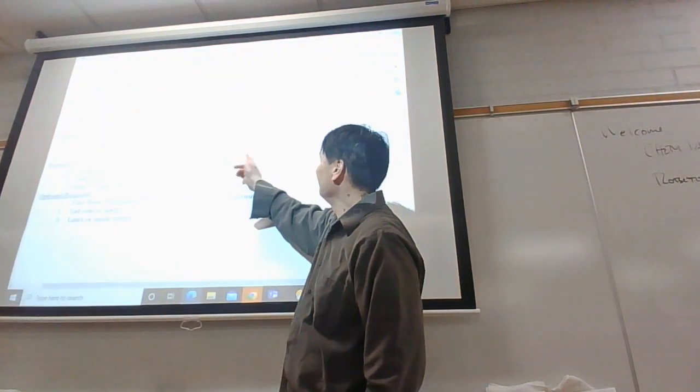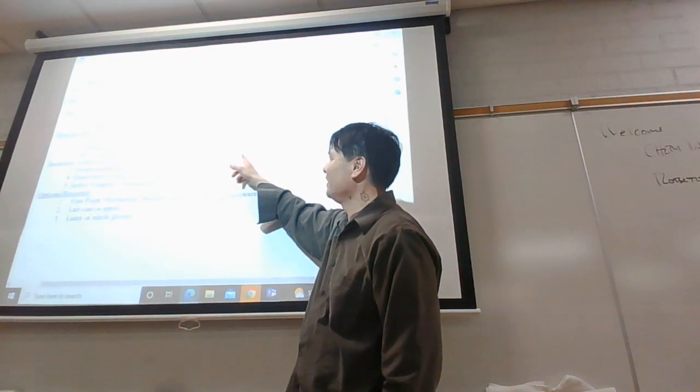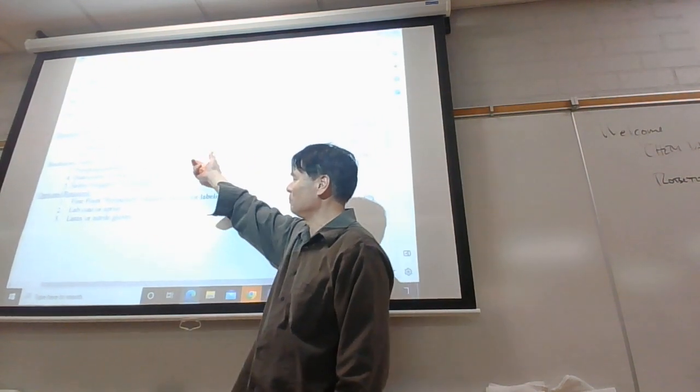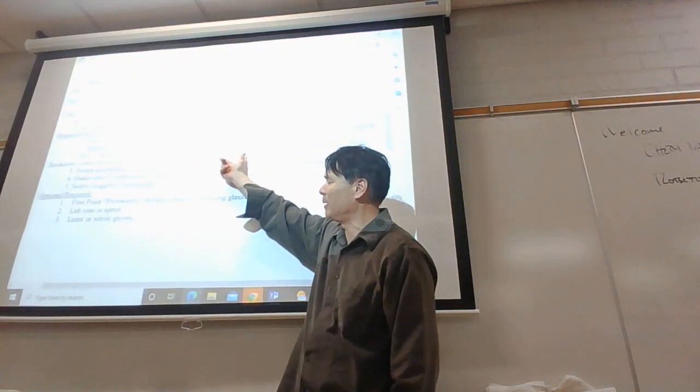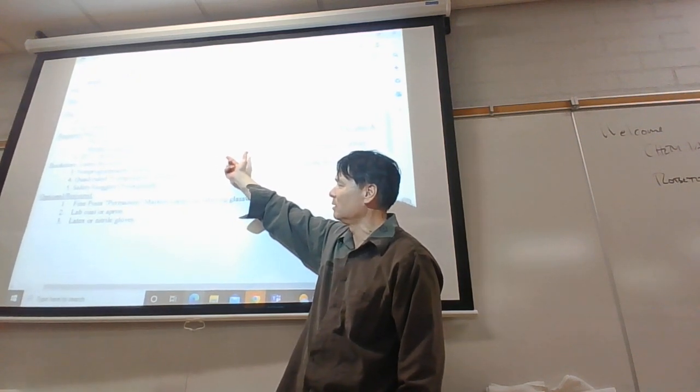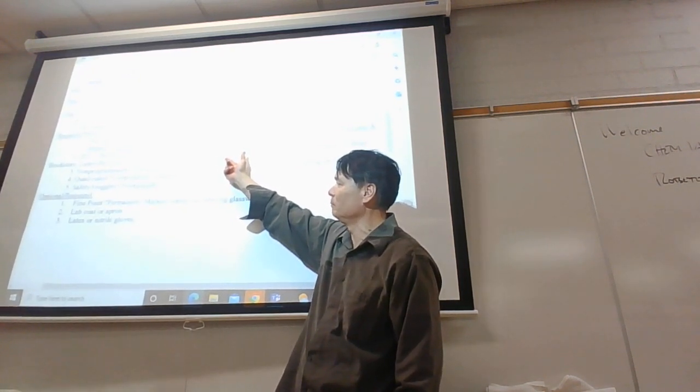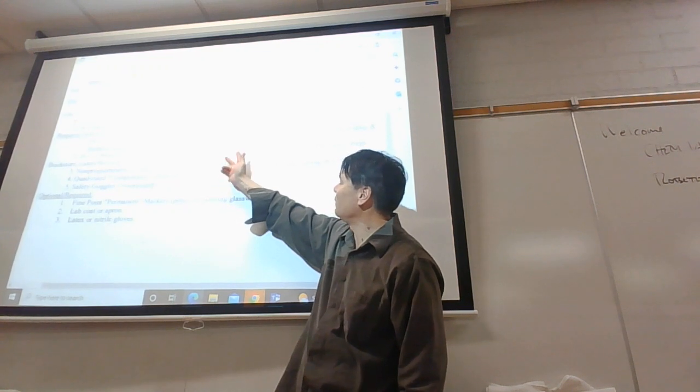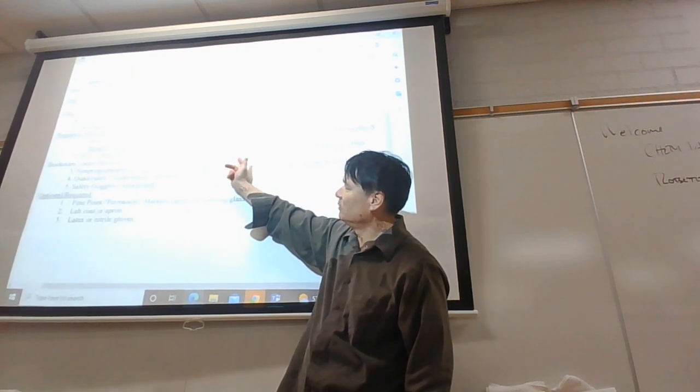Then there's the lab manual and supplement. This is shrink wrapped in plastic wrap. It's not bound. It's just 3-hole punched. You can put this into a binder, and that's going to be our lab manual. So you'll need that.